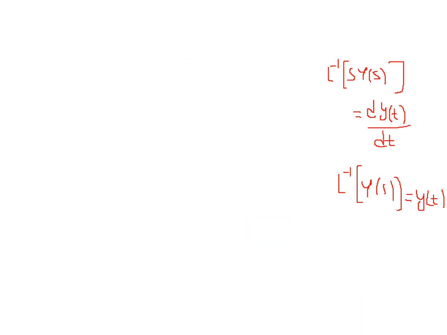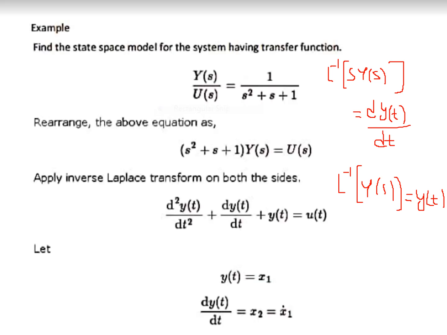In some cases, we have to find the state space model from a transfer function. Now we are going to obtain the state space model for a simple transfer function. Consider the given example: find the state space model for the system having the transfer function Y(s)/U(s) equal to this one. Here Y(s) is the output and U(s) is the input.